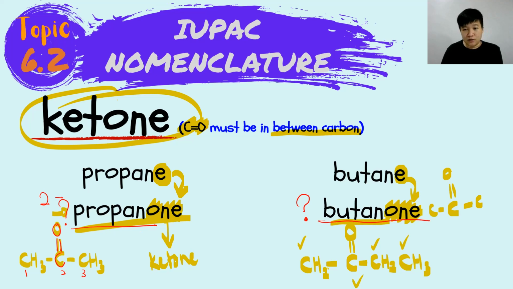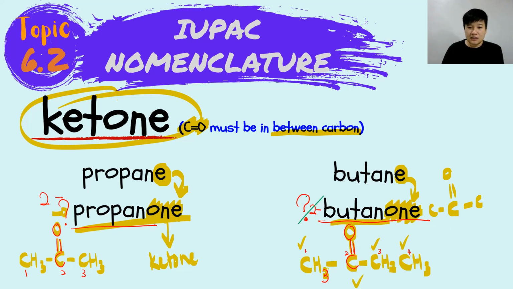And in your butanol, you realize that to ensure that your C double bond O has the lowest number, you'll be calculating from the left, which is 1, 2, 3, 4. Okay? So over here, do we need to put 2-butanol? Yes or no?